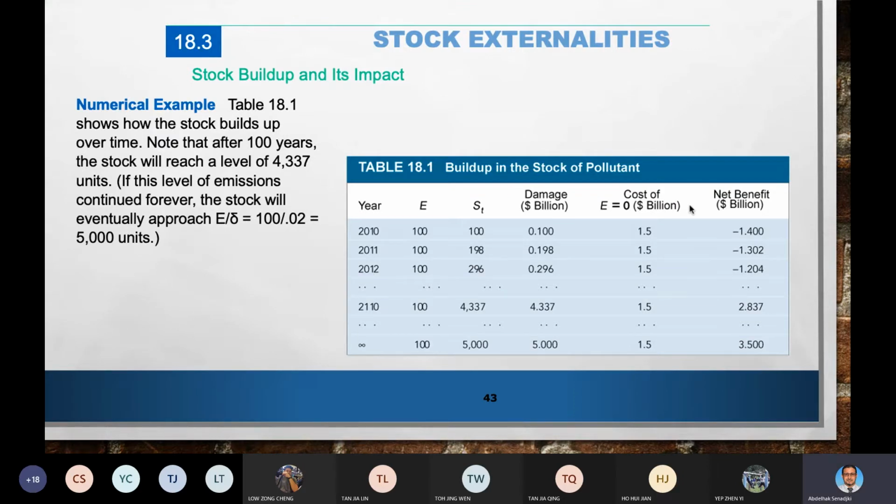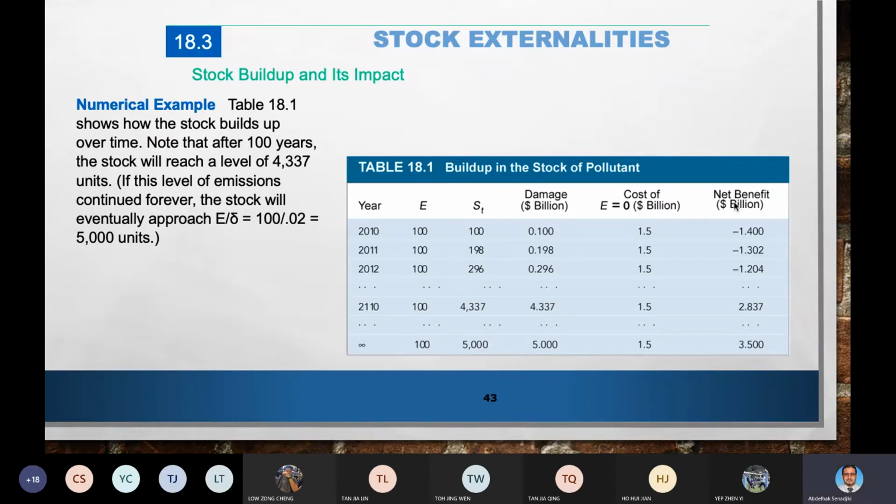So in this table, you can see the annual cost of reducing emission from 100 to 0, and then we have also the annual benefit from averting damage. This is the cost to reduce emission to 0 every year, 1.5 billion. And this is the net benefit, or the social benefit. The annual net benefit means the annual benefit net of the cost of eliminating the emission.